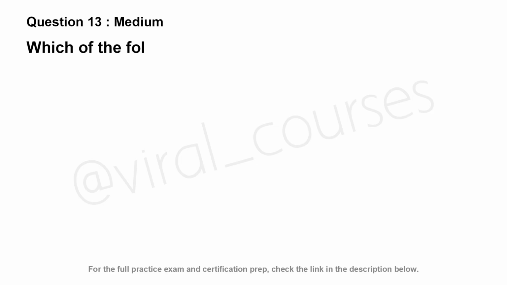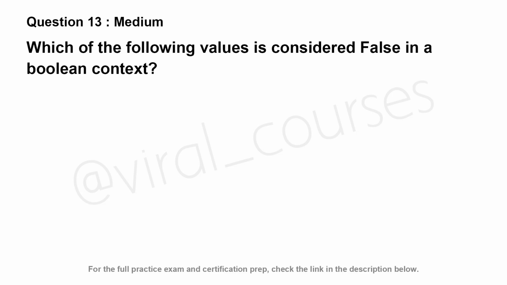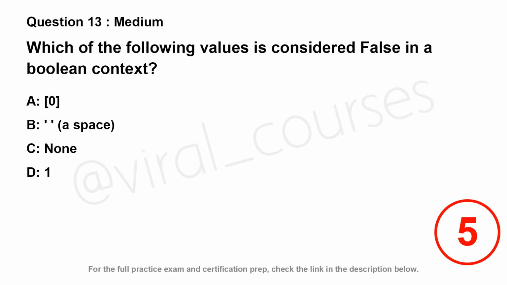Which of the following values is considered false in a Boolean context? Option A, 0. Option B, a space. Option C, None. Option D, 1.